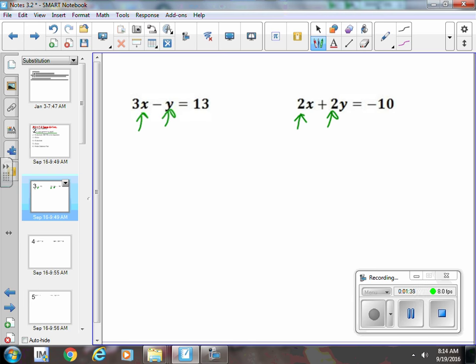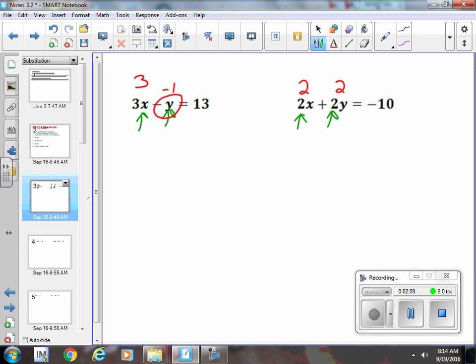So the easiest way, the way that is most recommended for a problem like this, is to look for the one that has 1 as a coefficient. So here my coefficient is 3, here my coefficient is -1, here my coefficient is 2, here my coefficient is 2. So I'm looking for the one that has 1 as a coefficient, and so I am going to be looking for this variable right here. That's the one I want to get all by itself.